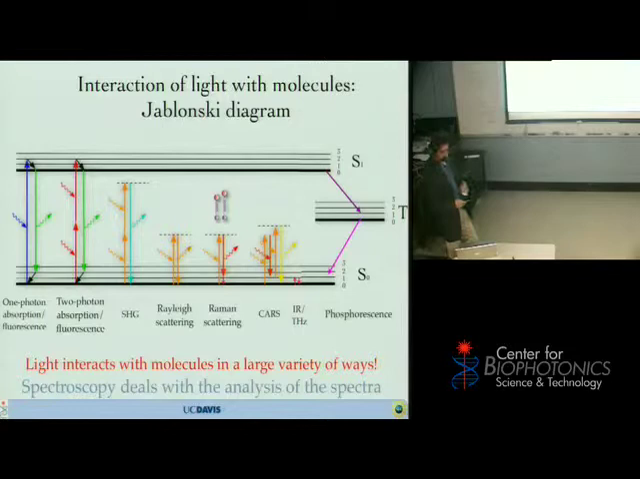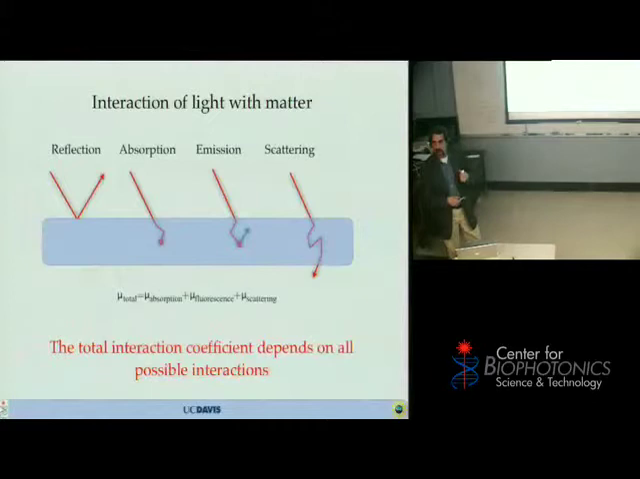But let me now go to see how they all add up together when light is shined on a tissue, for example, or on any other sample. So if light is shined on a sample, light can be reflected. It can be absorbed, the photon being absorbed in the sample. An emission of another photon can occur, or just scattering of light can happen. And the total interaction coefficient is the sum of these three contributions.